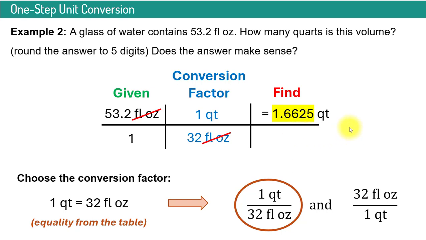So this is how one-step unit conversions are performed. The key is to obtain a correct equality, and based on that, choose the appropriate conversion factor. You want to make sure that the units that you don't want cancel, and the units that you do want stay. In the next video, we'll see how to perform multi-step unit conversion, which will require several conversion factors.